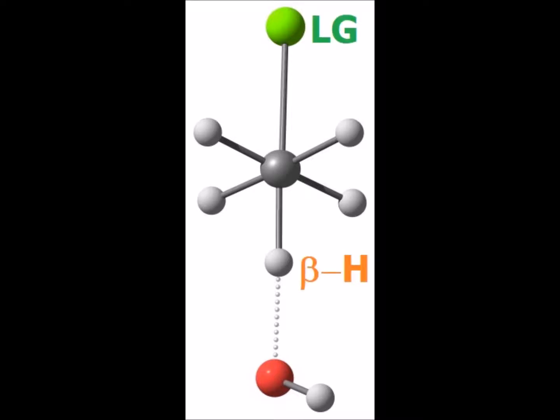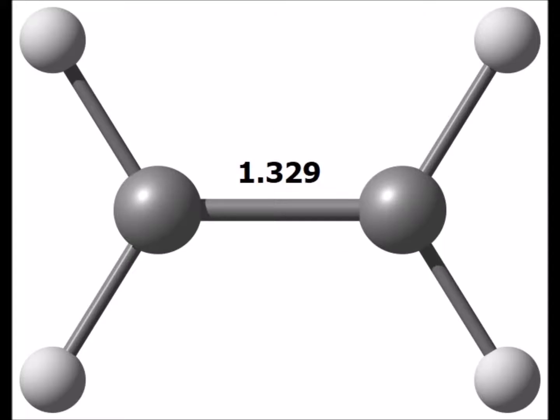In this side view of the transition state, we can clearly see the anti-periplanar arrangement of the chloride leaving group and the beta hydrogen that is abstracted by the base. The major product of this reaction is ethylene, which features a carbon-carbon double bond in the place of the carbon-carbon single bond of chloroethane.